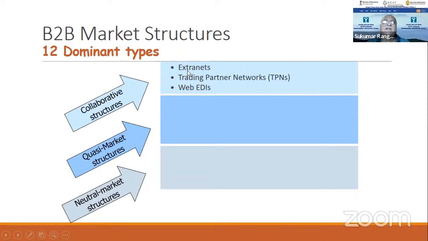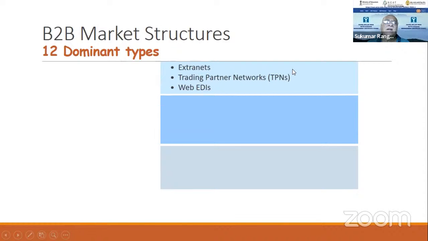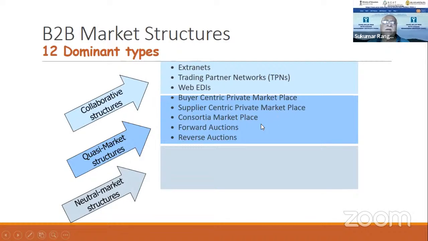In collaborative structures, you have what are called extranets, and then TPNs. Web EDI means electronic data interchange, EDIs. Then you have buyer-centric private marketplace, supplier-centric private marketplace, consortia marketplace, forward auctions, reverse auctions.